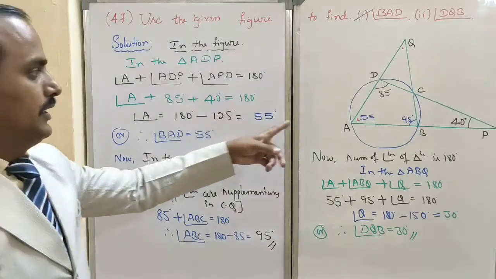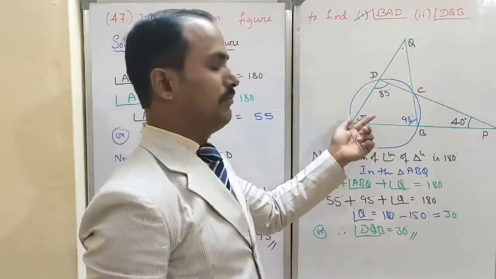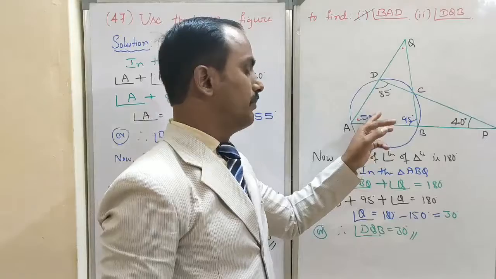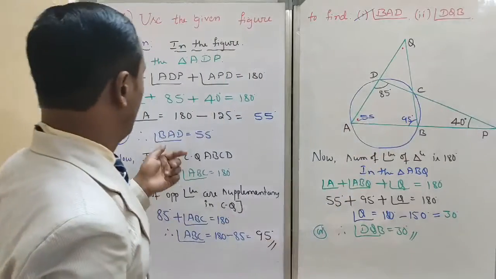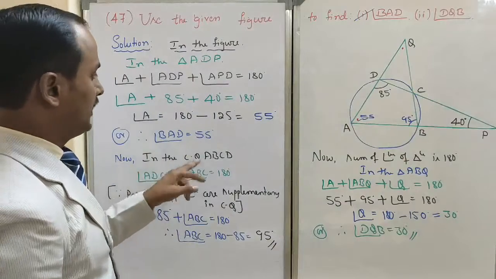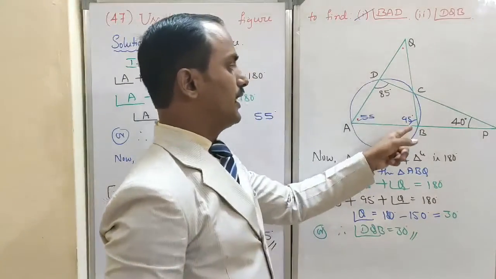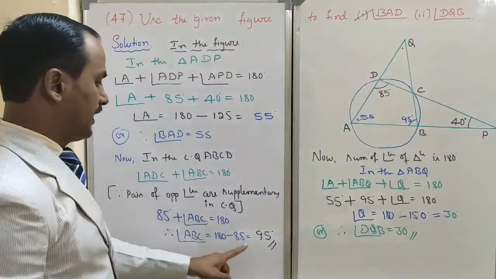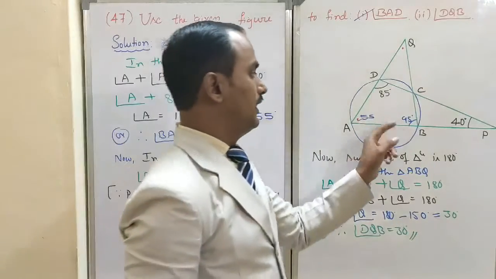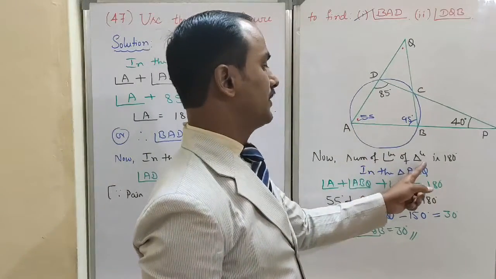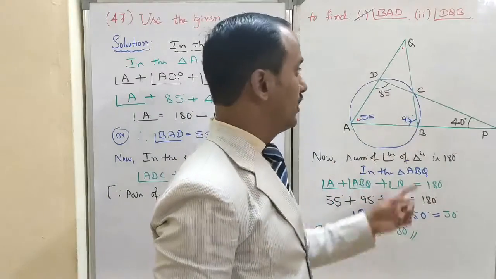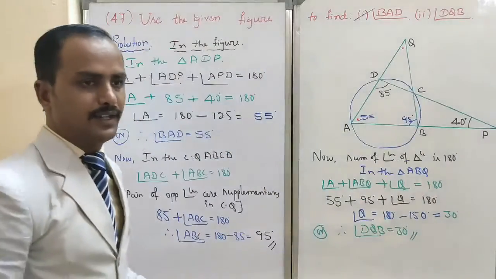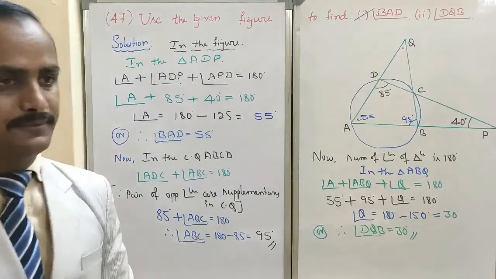Step number 1. In a triangle ADP, sum of angles are 180 degree in a triangle. See, I find out this angle. Then after finding this angle, in a cyclic quadrilateral, pair of opposite angles are supplementary, by using that property I find out this angle. Then again, sum of angles of a triangle is 180 degree. Substitute the values. We got this angle. Easy, is that, children? Shall I continue with one more problem? Yes.